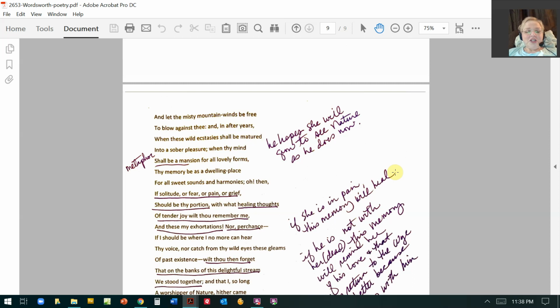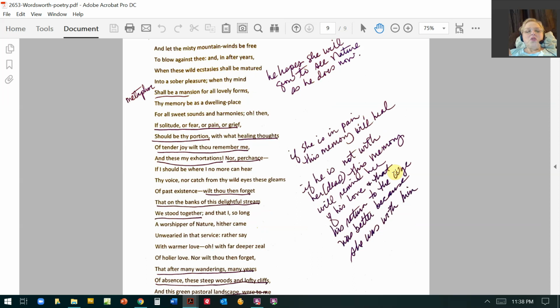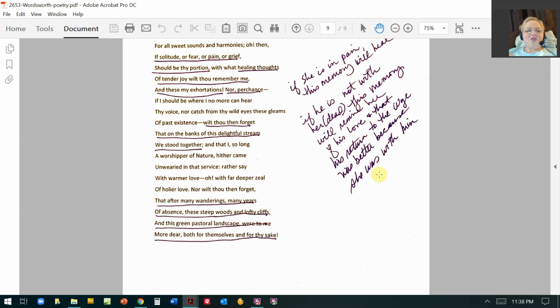Nor perchance, if I should be where I no more can hear thy voice, nor catch from thy wild eyes these gleams of past existence, wilt thou then forget that on the banks of this delightful stream we stood together? And that I, so long a worshiper of nature, hither came unwearied in that service. Rather say with warmer love, oh, with far deeper zeal of holier love. Nor wilt thou then forget that after many wanderings, many years of absence, these steep woods and lofty cliffs and this green pastoral landscape were to me more dear, both for themselves and for thy sake.